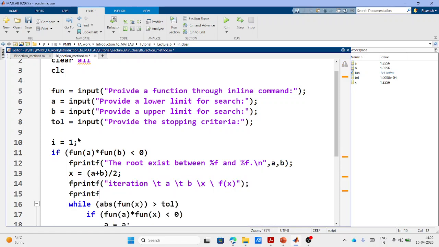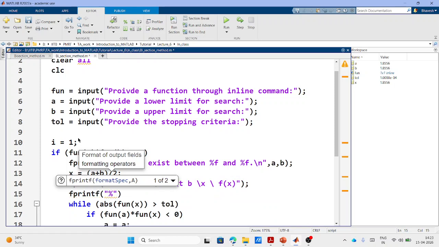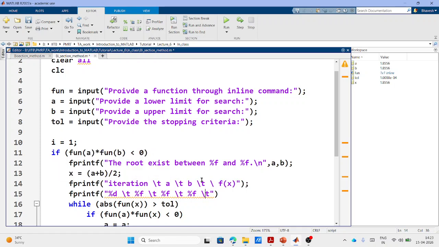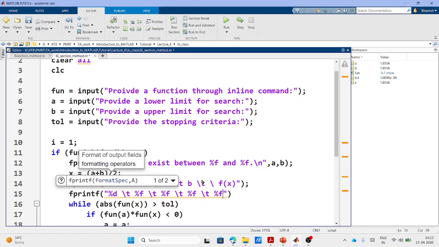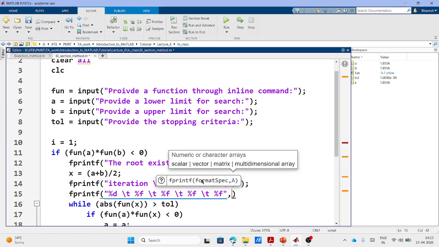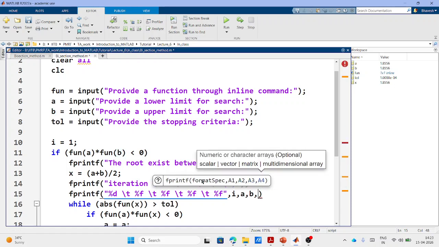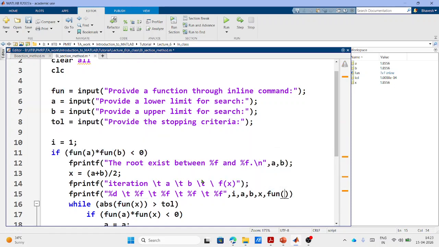Right. Then I write fprintf, percent d, slash t, percent f, slash t, percent f, slash t, percent f, slash t. Okay, so the iteration value is given by percent d, the a value is given by percent f, the b value is given by percent f, the x value is given by percent f, and then again I will have percent f for the function value. Okay, then I, comma, a, comma, b, comma, x, comma, func at x.